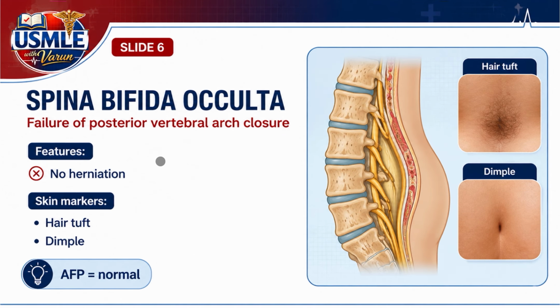Now, coming to spina bifida occulta, this is the mildest form. There is failure of closure of the posterior vertebral arch, but there's no herniation of any contents through it. Externally, we usually see a hair tuft and a skin dimple. A very important thing to know about spina bifida occulta is that AFP is normal in these cases because the defect is still closed.